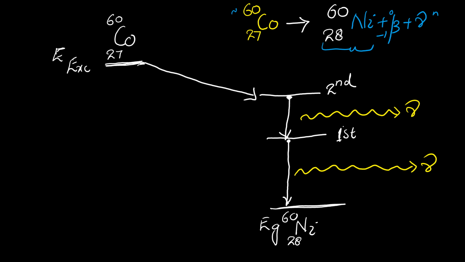Children, please keep in mind that 99.9% of transitions of nickel nuclei from the excited state take place to the second excited energy state, and the energy released in the second excited energy state is around 2.5 mega electron volts. Then from the second energy state to the first energy state, the energy released is around 1.33 mega electron volts.